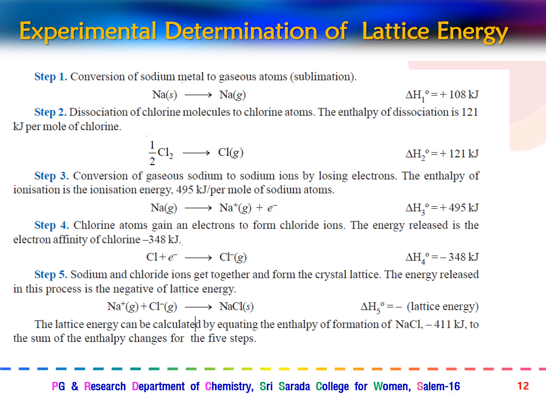And then the final step is the combination of gaseous ions, that is Na+ and Cl- ions, to form NaCl crystals. The amount of energy released when 1 mole of solid crystalline compound is formed from the gaseous ions of opposite charges, that is Na+ and Cl-, is called lattice energy.